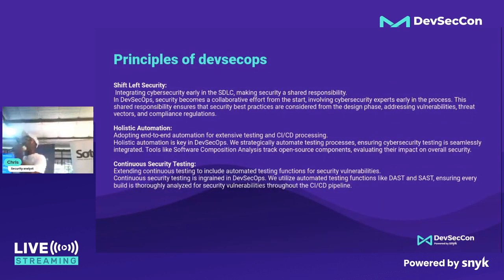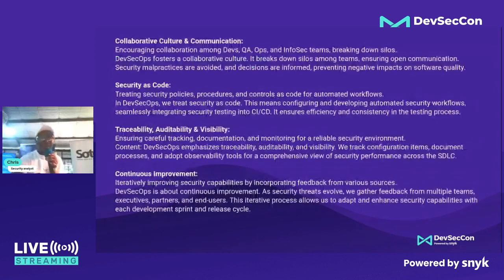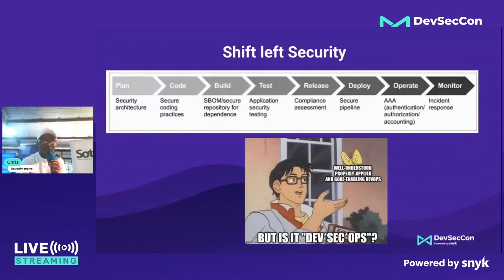Yeah, so we can look at a few principles of DevSecOps. I think there are around 7 principles of DevSecOps. So the first one is shift left security. Oh yeah, so this is the shift left security.